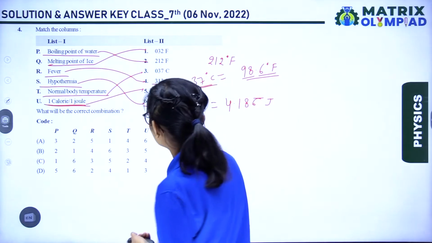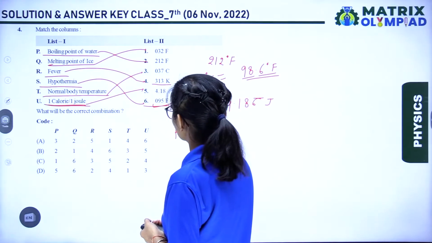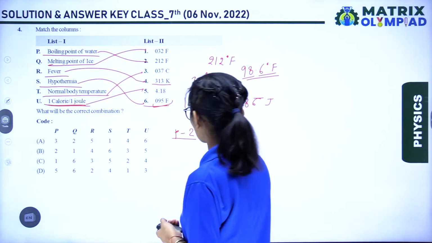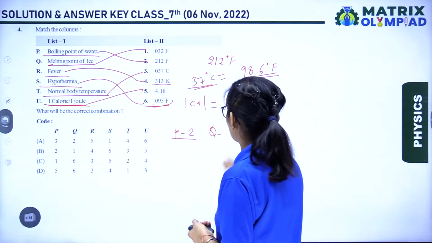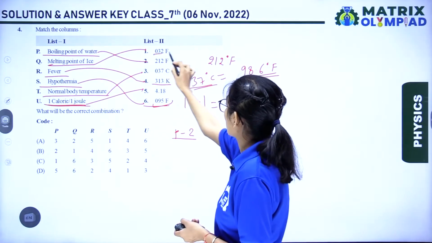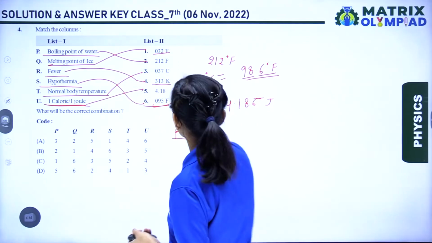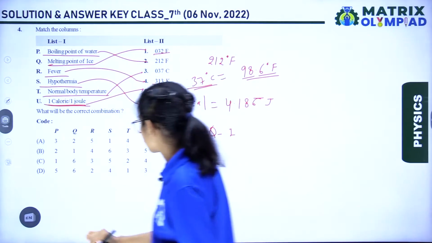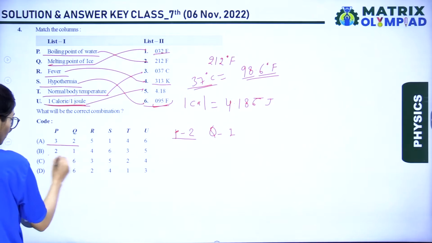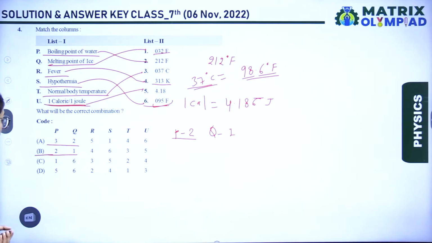So now you see, P go for 2, Q melting point of ice, that is 0 degree Celsius, or I can say that is 32 degree Fahrenheit. So for Q, that will be first, let's see, 3221. That means our B option can be correct.